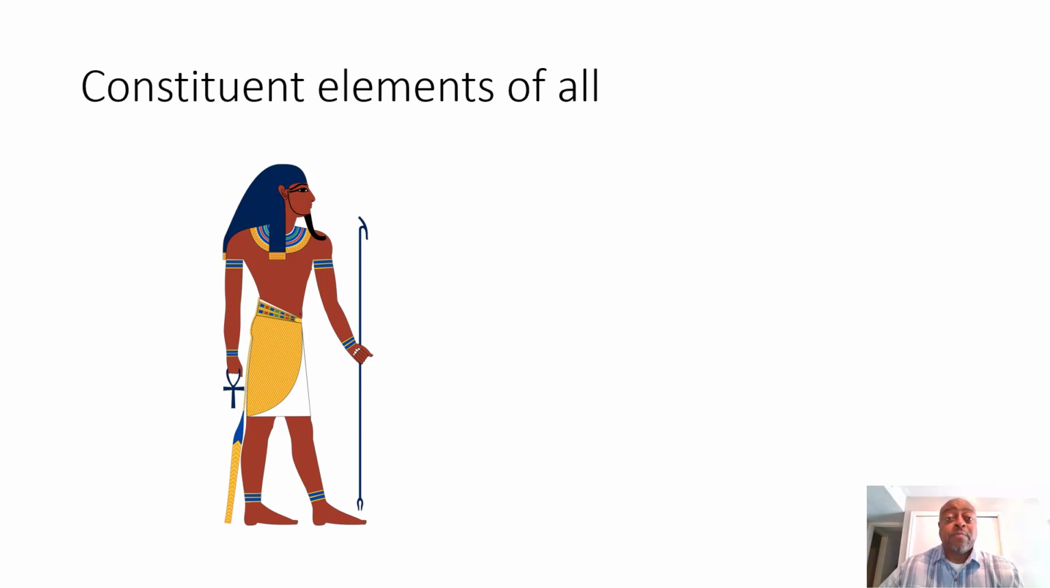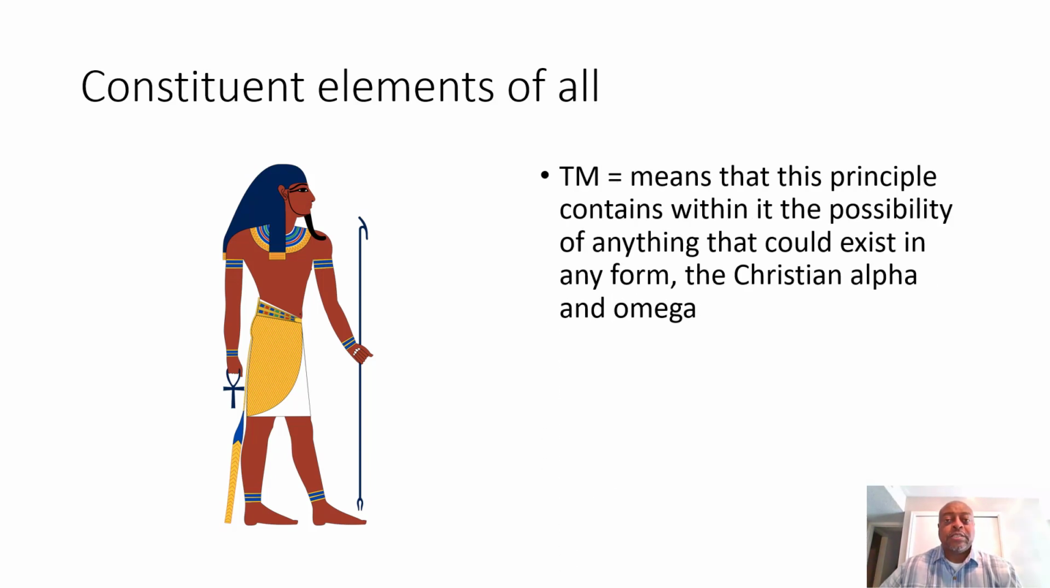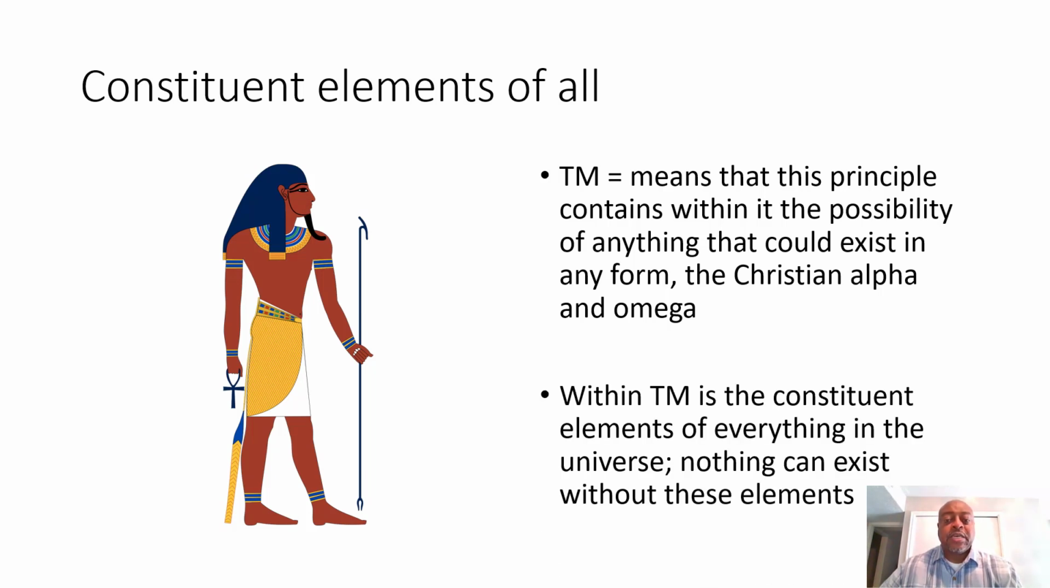The constituent elements of all. TM means that the principle contains within it the possibility of anything that could exist in any form. The Christian Alpha and Omega, in other words. So this is the beginning and the end. Within TM is the constituent elements of everything in the universe. Nothing can exist without these elements.